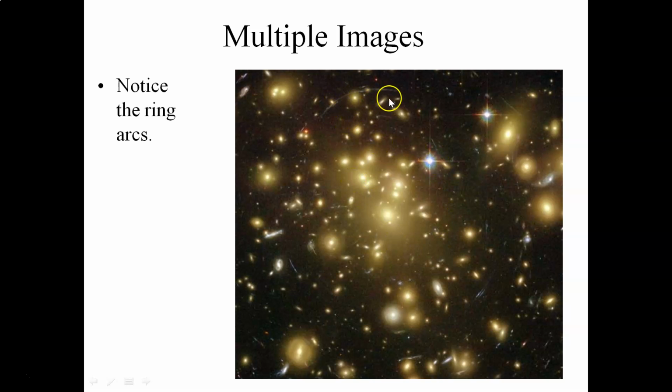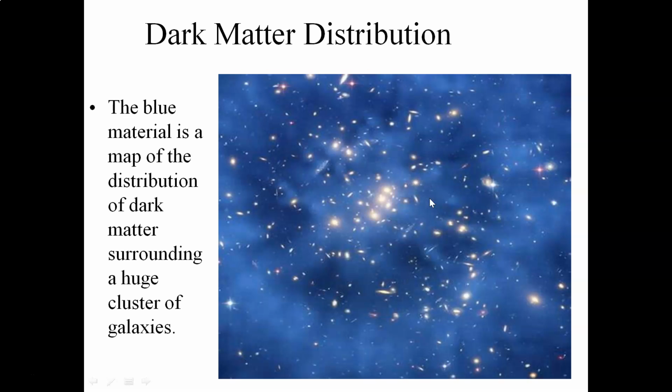You can then use the details of these multiple images of the single background galaxy to map the distribution of dark matter that must be present as a halo within this galaxy cluster. That's what this photograph is right here. The blue material that you see right here is actually a map of the distribution of dark matter that must be present within this galaxy cluster to cause the gravitational lensing effects of a background galaxy.